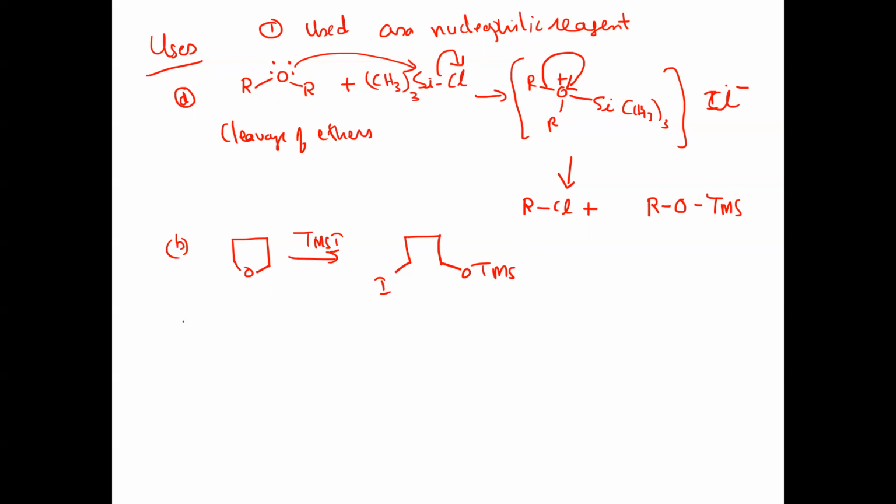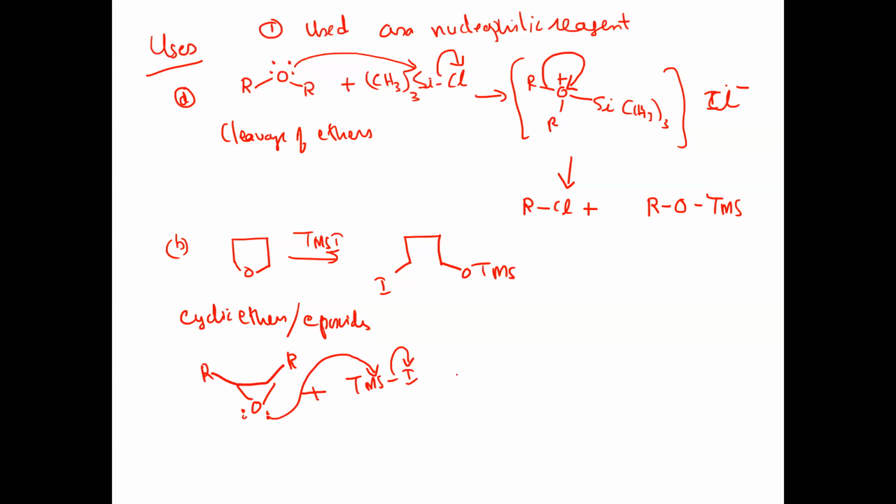Now, the second application is that it is used to cleave cyclic ethers or epoxides. For example, this is a cyclic ether. There will be two lone pairs on the oxygen atom. There is TMS iodide. The lone pair adds to the silicon and iodine goes out. So it will form this adduct with a plus here, TMS, and I minus. Now what can happen is that the bond cleaves and it forms TMS here, and iodine comes here.